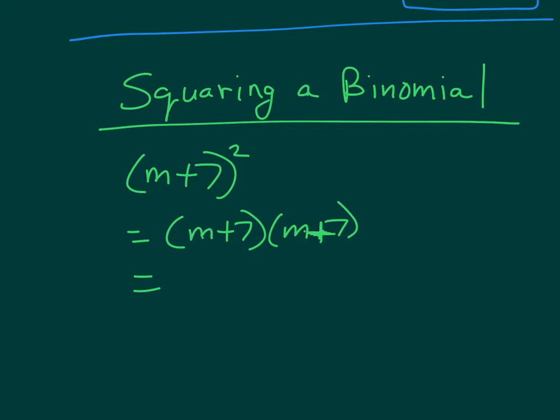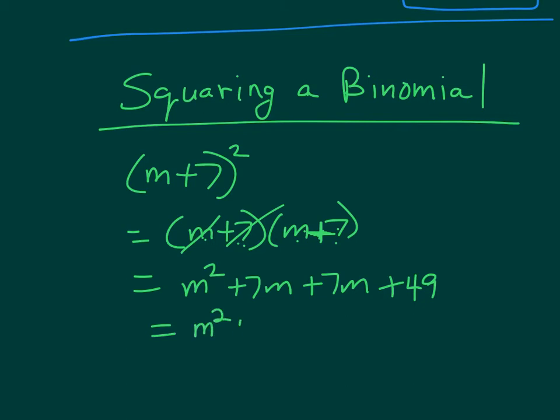M times m is m squared. M times 7 is 7m. Done with the m. Let's distribute the 7. 7 times m is 7m. 7 times 7 is 49. Done with the 7. So what do we have now? We have m squared plus 14m plus 49.